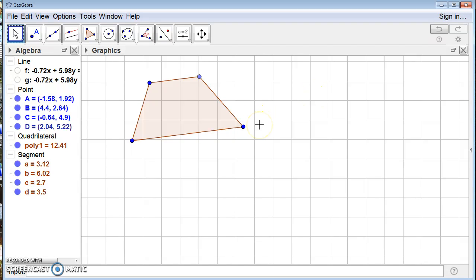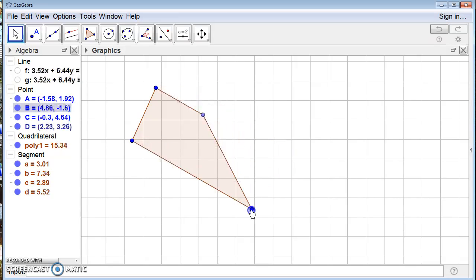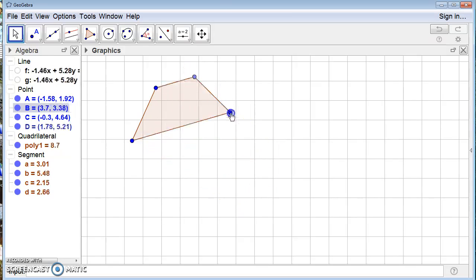So let me show you a little bit about how this works. I can drag C, and you'll notice that C and D are going to move together. That might be a little bit of a problem. D is the only point that moves independently, but it always stays a parallelogram. If I move this point, again, it stays a parallelogram, but it does kind of move the D around a little bit. And then A also moves D, and there's some relationship there, but you can see it's pretty good.